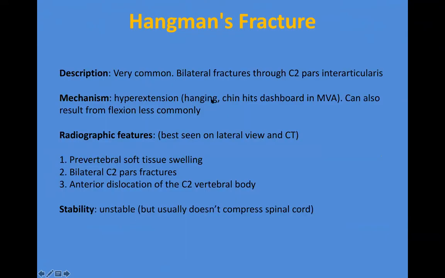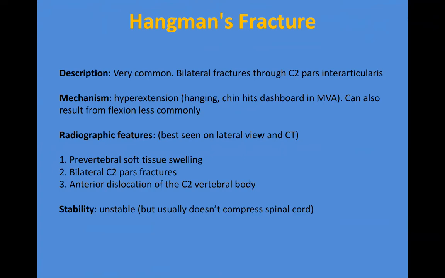So this is a very common fracture, which is a Hangman's fracture. And these are bilateral fractures through the C2 pars interarticularis. The pars interarticularis is the part of the C2 that is going from the body into the superior and inferior articular masses. The mechanism was called a Hangman's fracture because back in the day it was hanging, as the rope would snap the person's neck up into hyperextension. But now we see this in motor vehicle accidents. And also occasionally you can get this kind of fracture from flexion, but much less commonly.